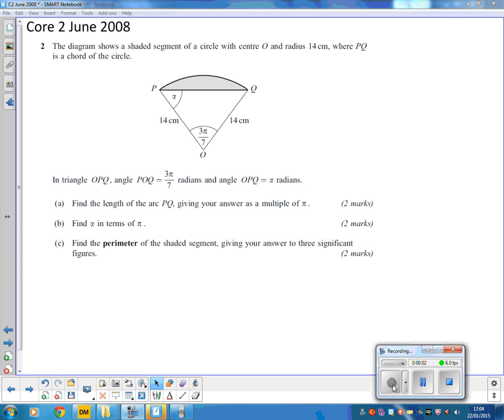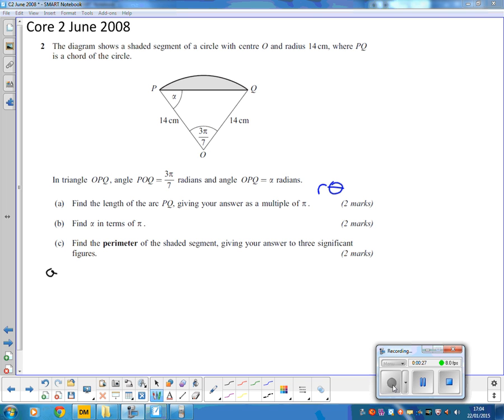Okay, question 2 looks like it's going to be to do with arc sectors and triangles. So here we go. We've got a triangle and they've also done an arc there. The first thing it asks us for is the length of the arc PQ. This is a formula you need to remember: the length of an arc is r times theta, where theta is in radians.